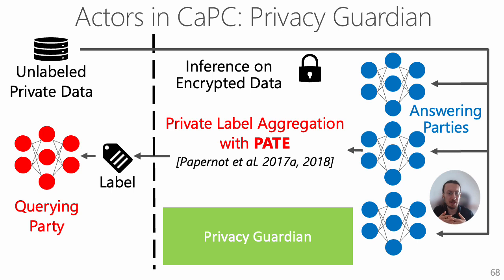So in Capsi, we use a third trusted party called the Privacy Guardian that is responsible for adding Gaussian noise. So this party ensures that we add the required noise, and note that if one of the answering parties does not add the noise, then you cannot satisfy the required privacy guarantees.